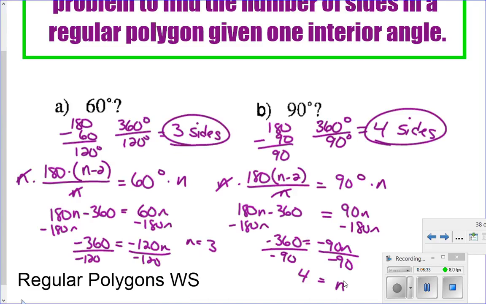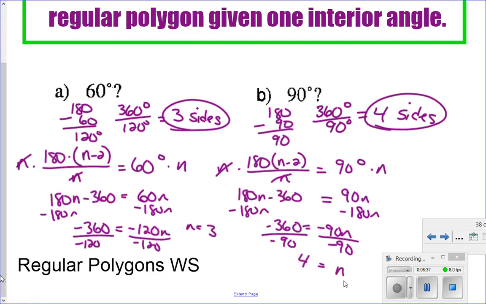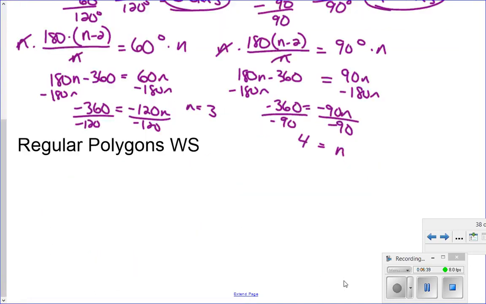Okay. In class, I gave out a worksheet. I'd like you to complete that now. If you weren't in class, it should be attached there on Schoology. So please go ahead and work on the regular polygons worksheet.